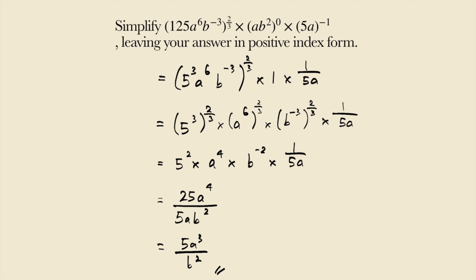From here, can you see 25 and 5? Well, we can simplify that to 5. See the base a here? It's 4 minus 1. So it's a to the power 3. And b squared alone as the denominator.